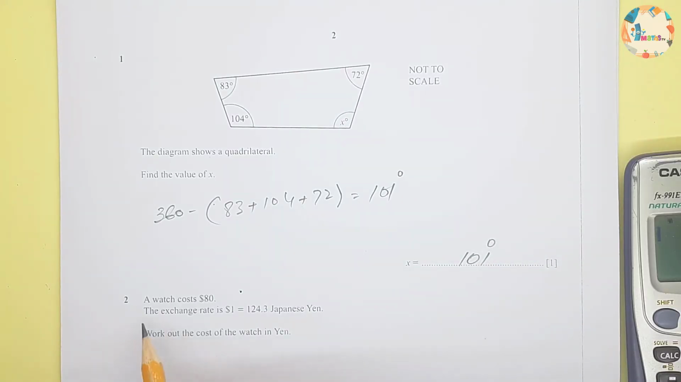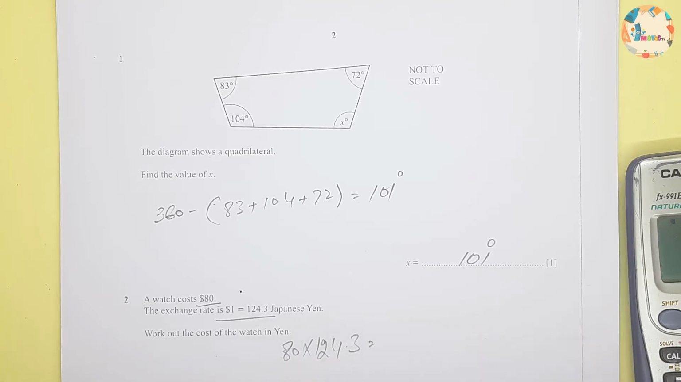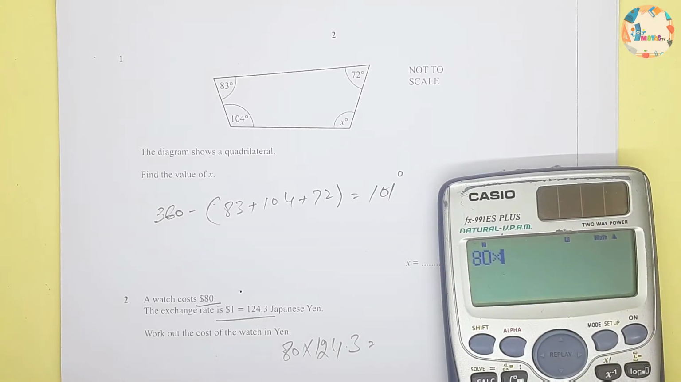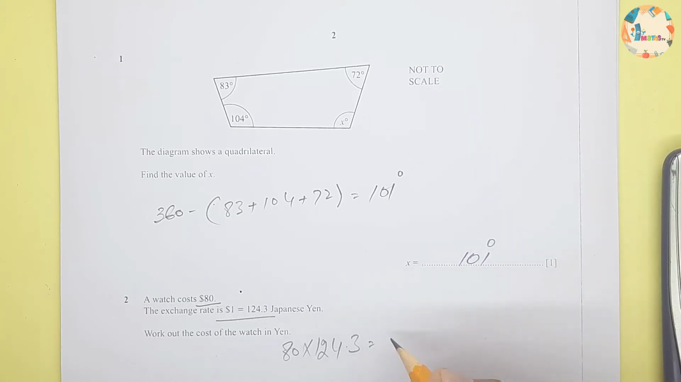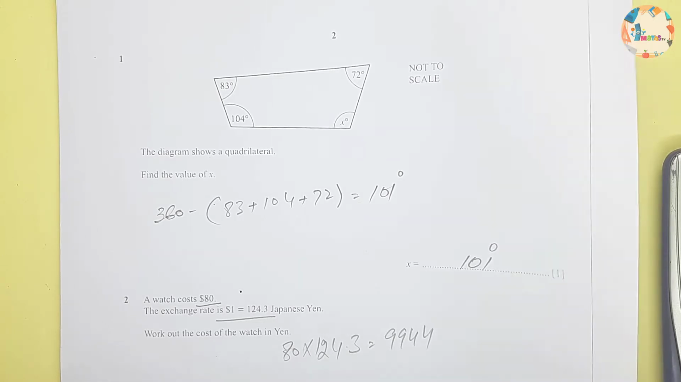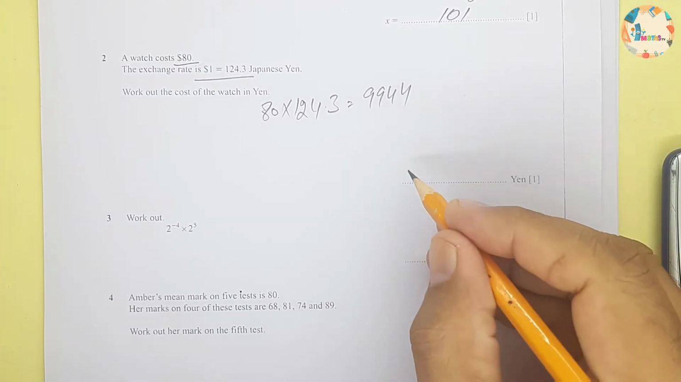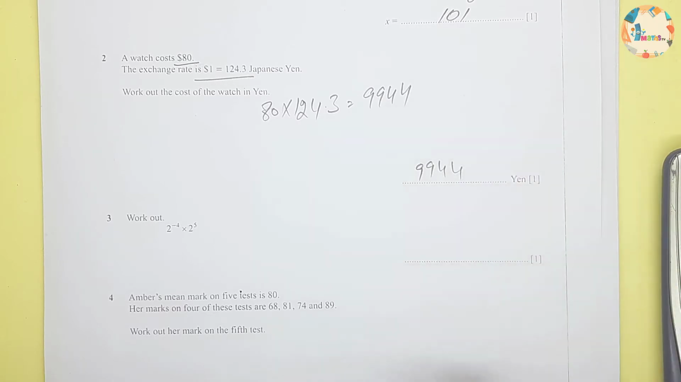Question number 2. A watch costs $80. The exchange rate is given in Japanese yen. Work out the cost of the watch in yen. So this 80 dollars will be multiplied by the conversion rate, so we get 80 multiplied by 124.3. This will result in 9944 yen, and we will provide the answer at the proper place.